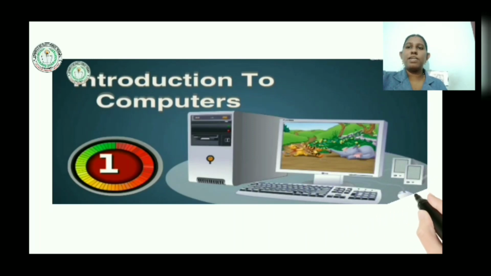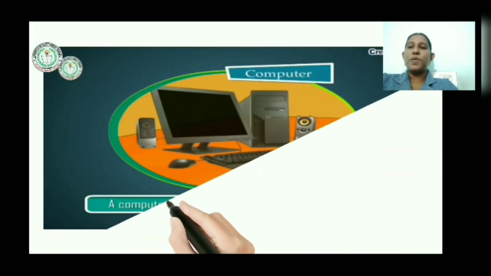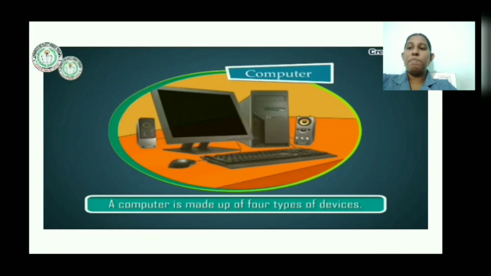My dear children. Today we will start our new lesson, Chapter 1, Introduction to Computers. What is the chapter name? Introduction. What is a computer? Computer is a machine. A computer is made up of 4 types of devices.